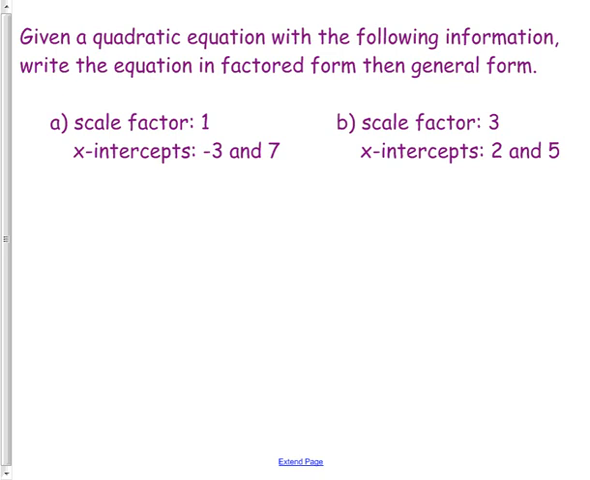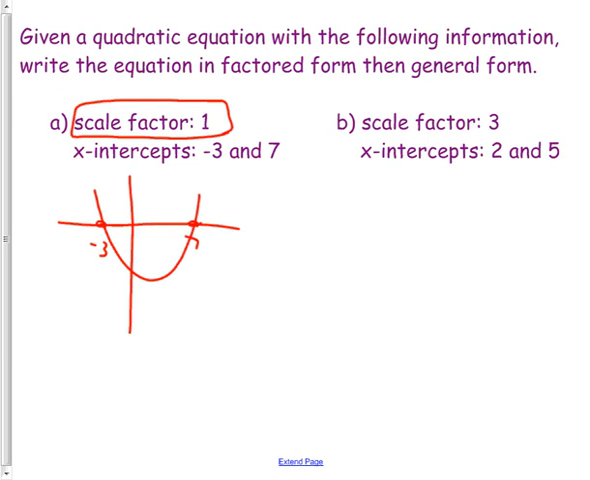Okay, moving on. If the scale factor, that's also known as the stretch factor, is 1, then these are simple. If the x-intercepts are negative 3 and 7, it looks kind of like this. Here's negative 3, here's 7, goes like that, and you know the equation for it, right? It's really easy. Write the equation for it. x plus 3 and x minus 7. Get that? Is that an equation yet? No. What do I need? Equals 0. Good.